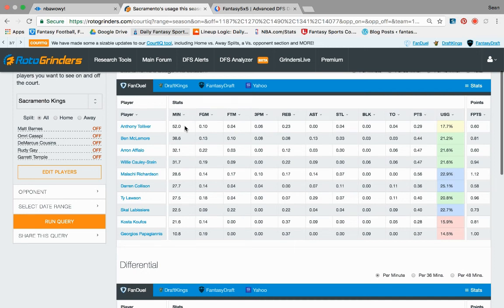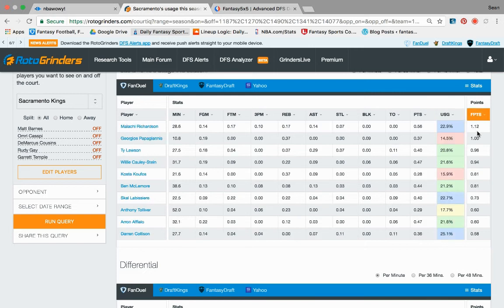You're going to, again, see it sorted by minutes. Okay, Tolliver there at the top of the minutes. Macklemore, we know, follow Willie Cauley-Stein as well. Okay, but then you can sort here by usage. Collison, we know Collison has a big usage bump. You can also sort by most fantasy points per minute, right? Malachi Richardson.